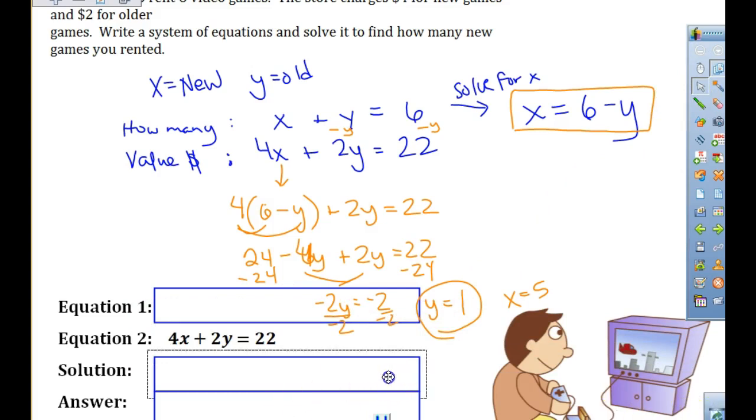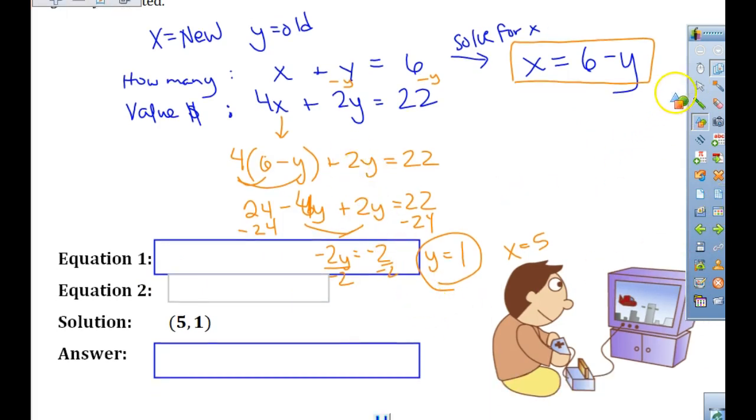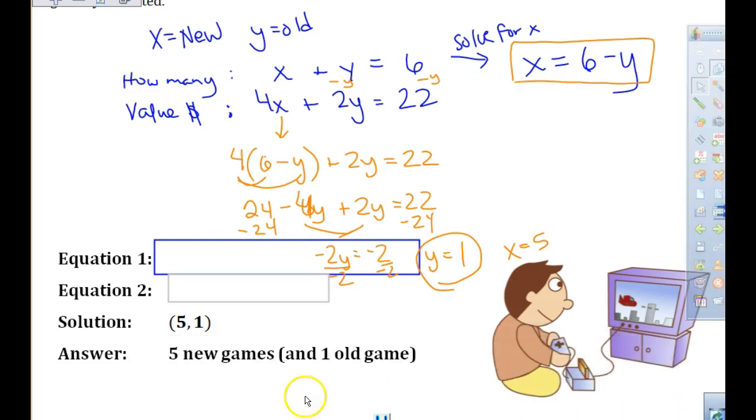The reason being that we used x for the new and our old equation, but now we want to look at that answer and answer the question. If we were answering the question, we would say we had 5 new games, because that's really what we were solving for. We really didn't even need this answer, y equals 1, right? It didn't ask how many old games, it only asked how many new games we had, since x was 5.